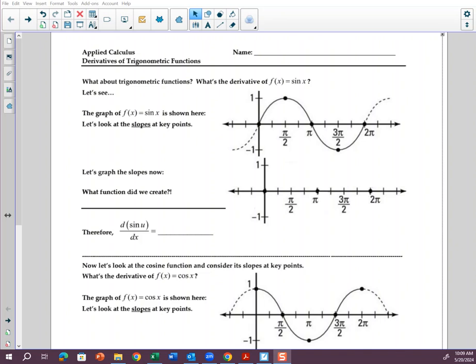Alright friends, here's a video for us to go over the derivatives for sine function and cosine function and tangent function. So, if you remember, a derivative is a measure of slope. Okay? Slope at one point. It's the function that gives the slope at any one point on a curve.